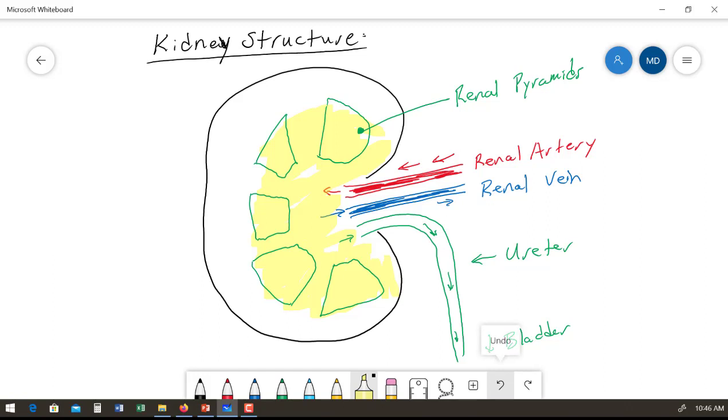Okay, I'm going to remove that coloring and then use this pen here. So basically from the top of the renal pyramids all the way down to the center, just like I colored before, that entire yellow area that I covered before is called the renal medulla.